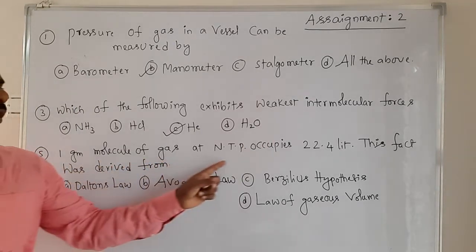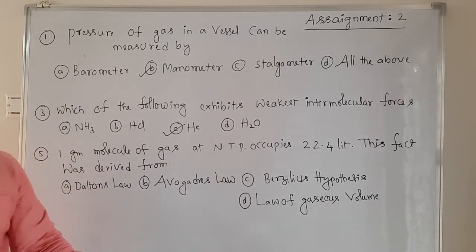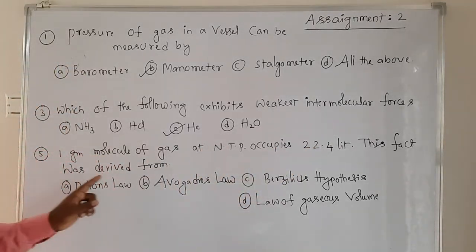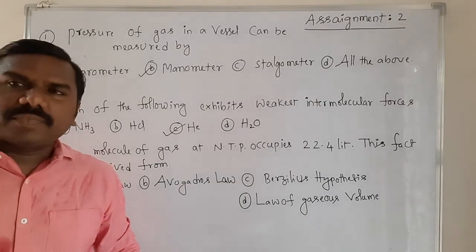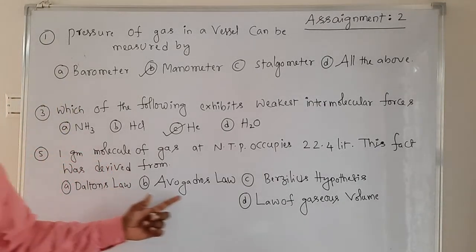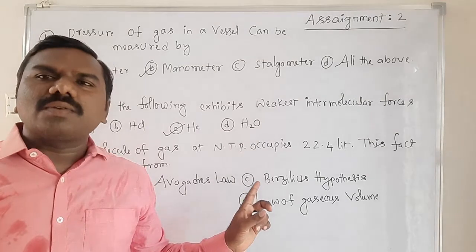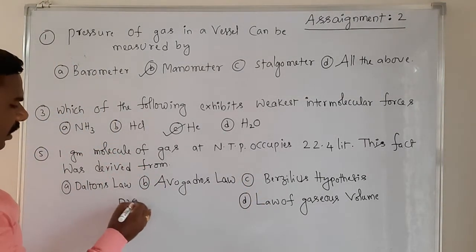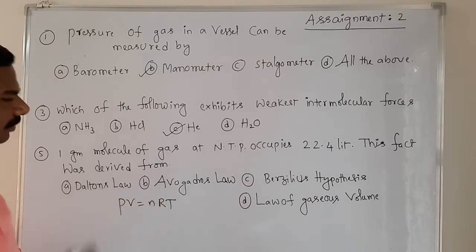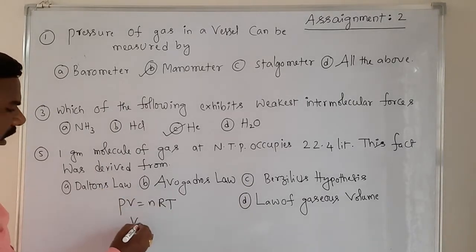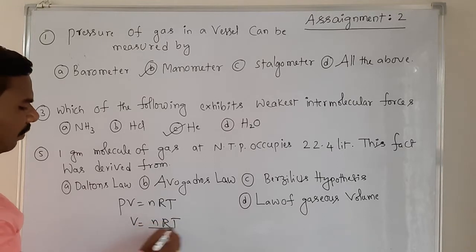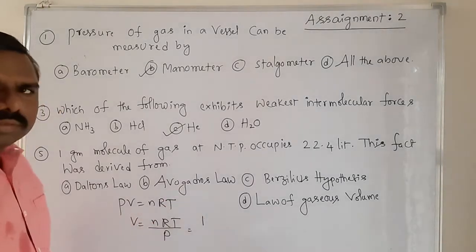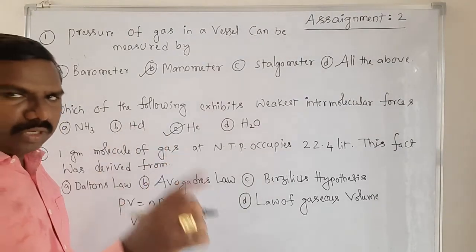Bit number 5. 1 gram molecule of gas at NTP occupies 22.4 liters. This fact was derived from Avogadro's law, Avogadro's hypothesis. You already know the PV equals nRT formula, and the volume required is nRT by P. So n is 1 mole at NTP, 1 mole.